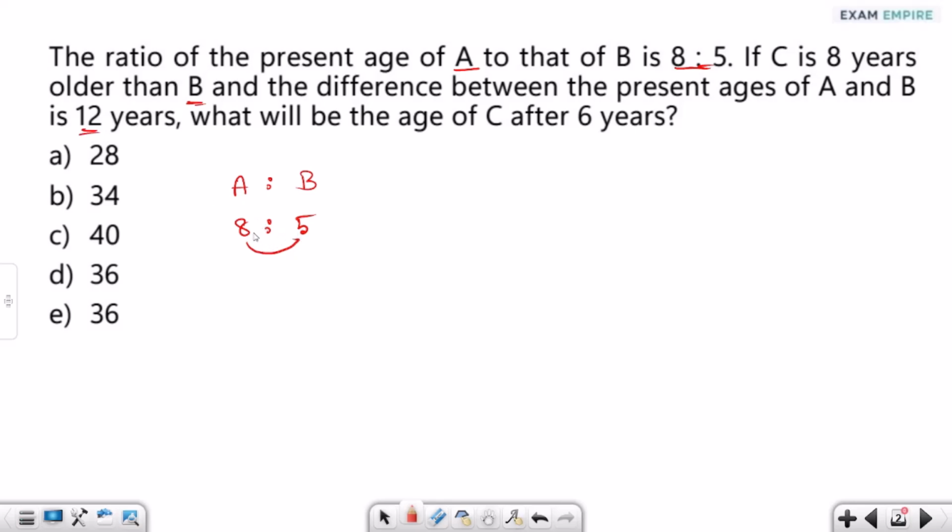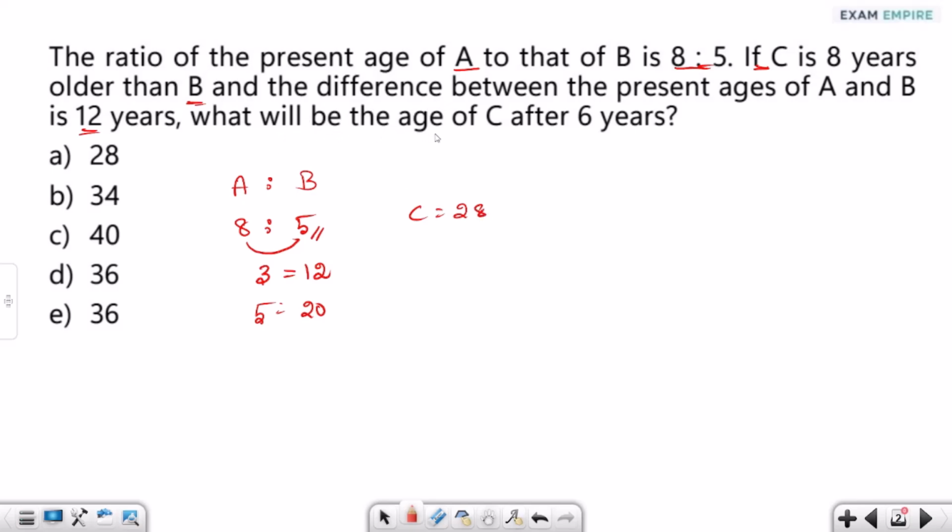But here what is the difference in ratio? So the difference in ratio is like 3 parts or 3 units. So this 3 parts or 3 units is equal to 12. Then what about 5 parts? So 5 parts will be 20. And what is C's age? C's age is 8 years older than B. So C's age will be 20 plus 8, 28.